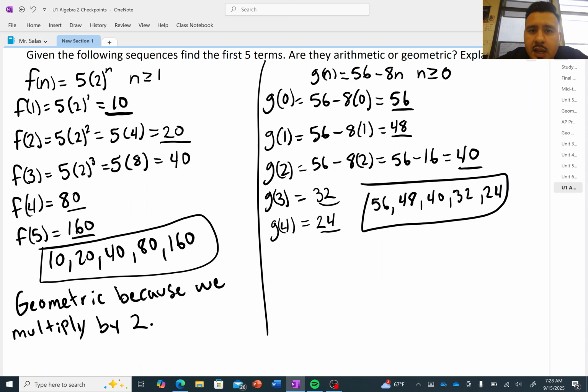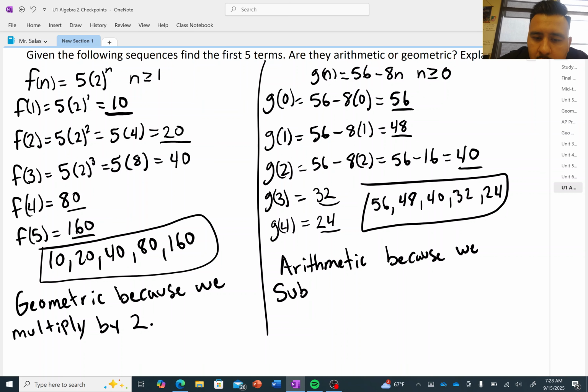The next one is arithmetic, because we subtract 8. We subtract 8, right? Boom.